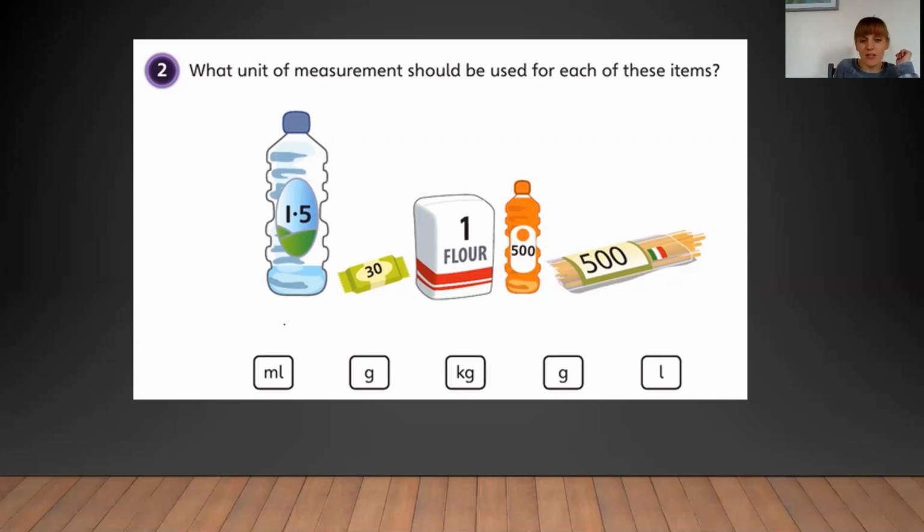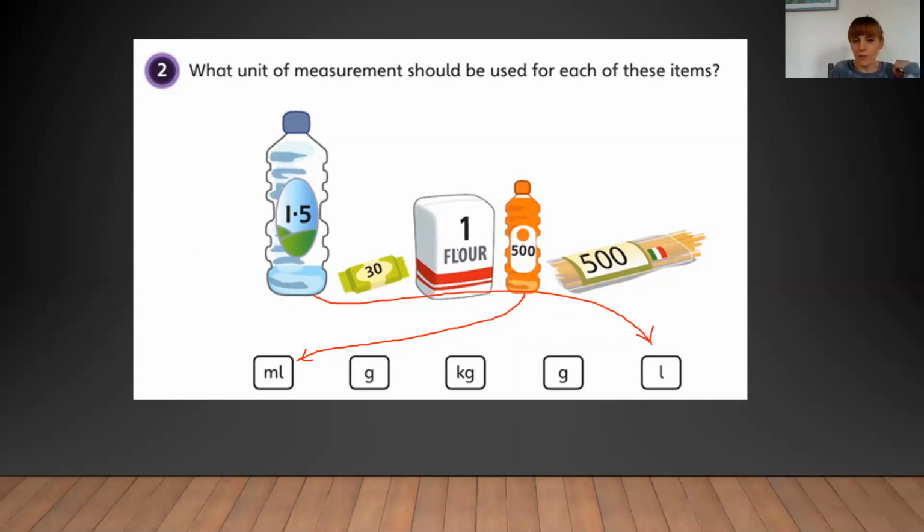Okay, right, so now I think here, when you're looking at capacity, liquid, it's got to be either litres or millilitres. Now 500 litres would be absolutely loads, wouldn't it? You'd fill a bath with that, possibly even more. So this one here, 500 must be millilitres, which leaves the 1.5 to be litres, and that looks about right, a 1.5 litre bottle of water.